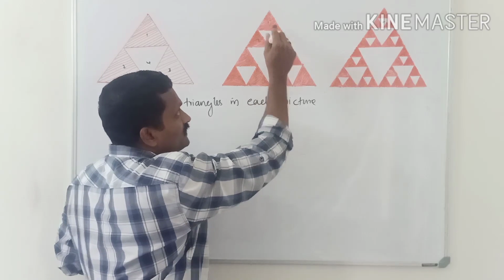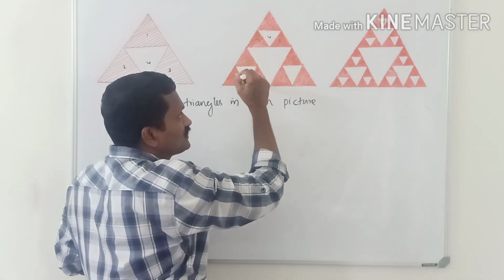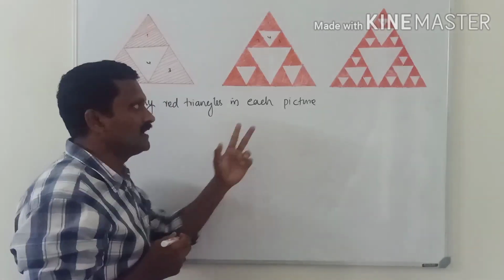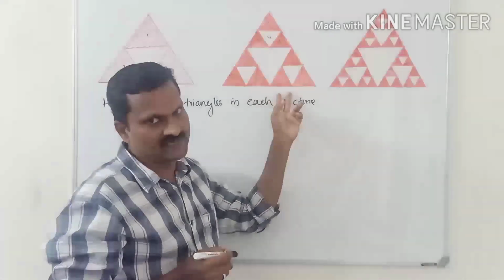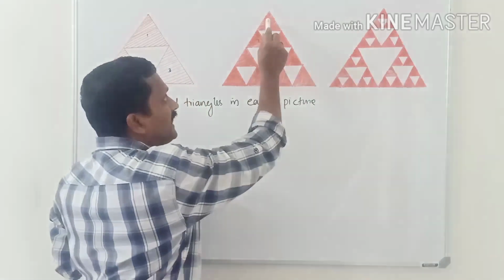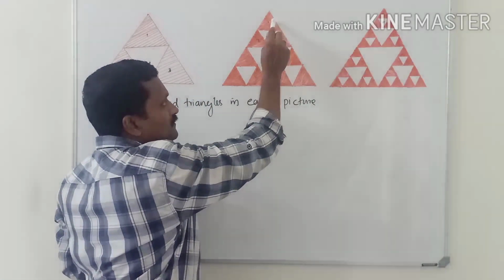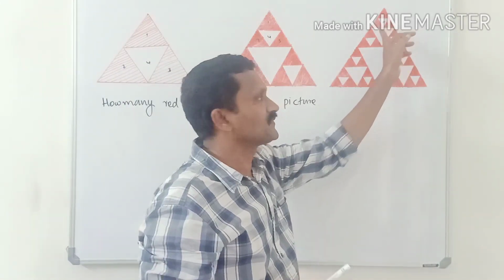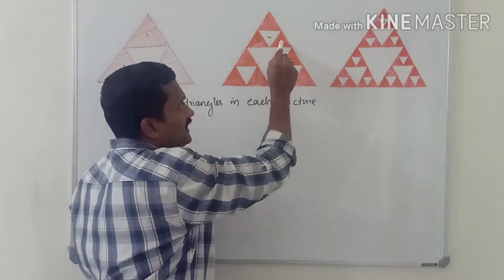Among these 4, 3 are red, here also 3 are red, here also 3 are red. So total 9 red triangles here. Then pass to the third figure. Again, in these red triangles, by joining the midpoints, new triangles are formed. So there are 3 red triangles.